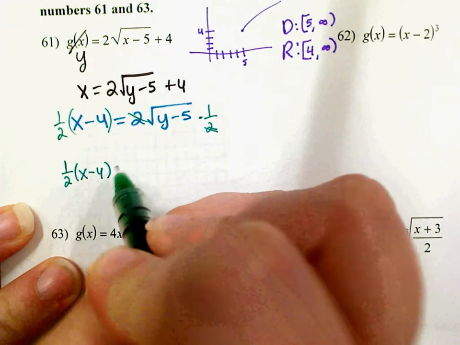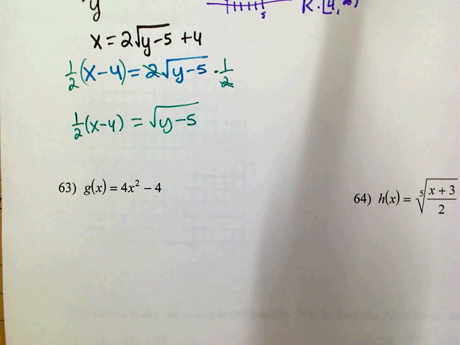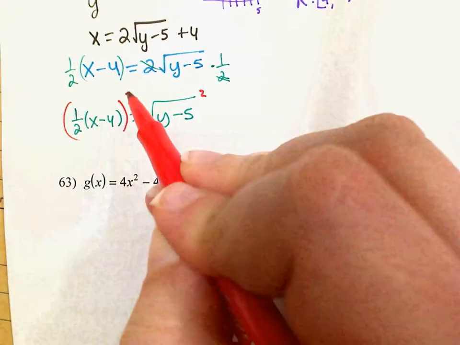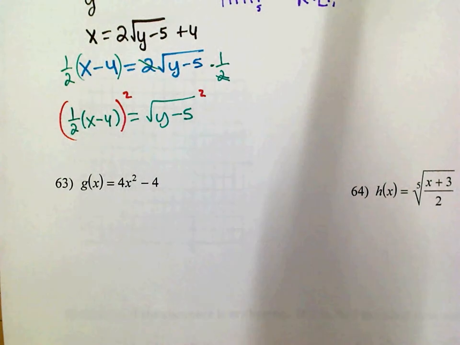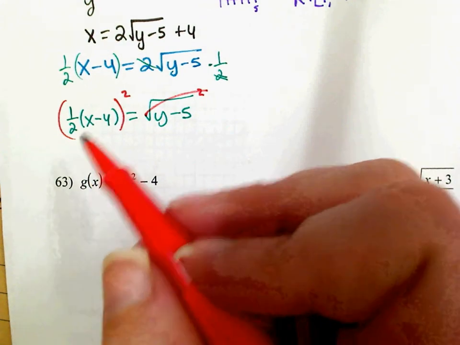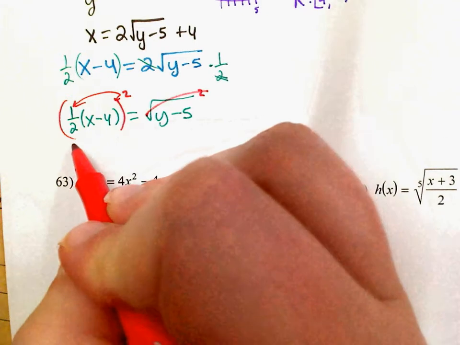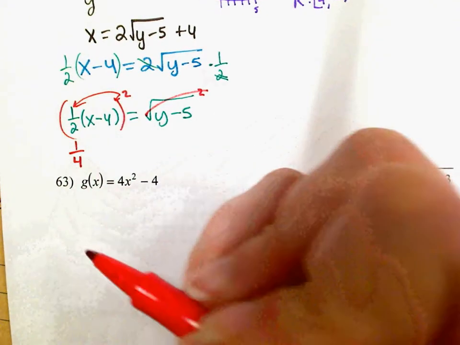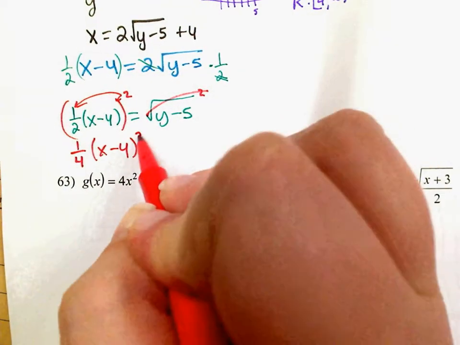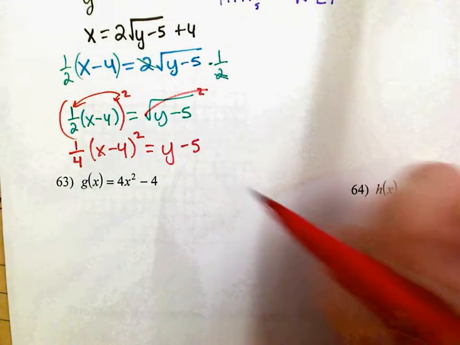How do you undo a square root? Good. So we square this side and we square this side. If you wanted to simplify, you would square both this number and that number. What's 1/2 squared? 1/4, because you square the 1 and you square the 2. And then this is x minus 4 squared, and that equals y minus 5. So what's the last thing? Add 5.